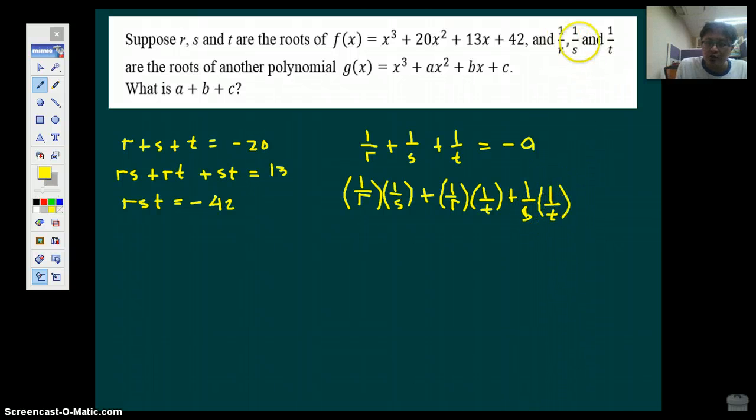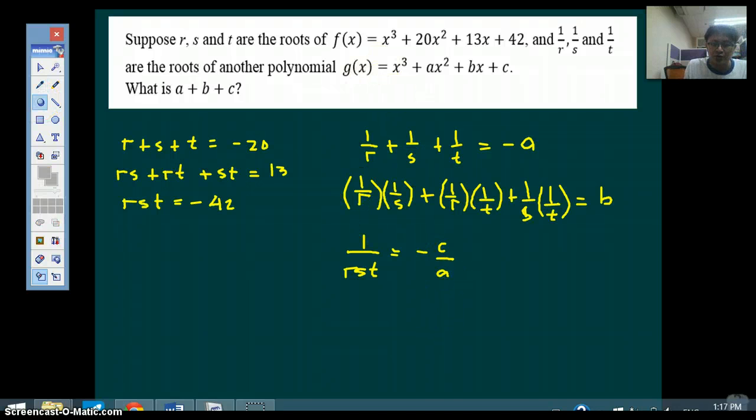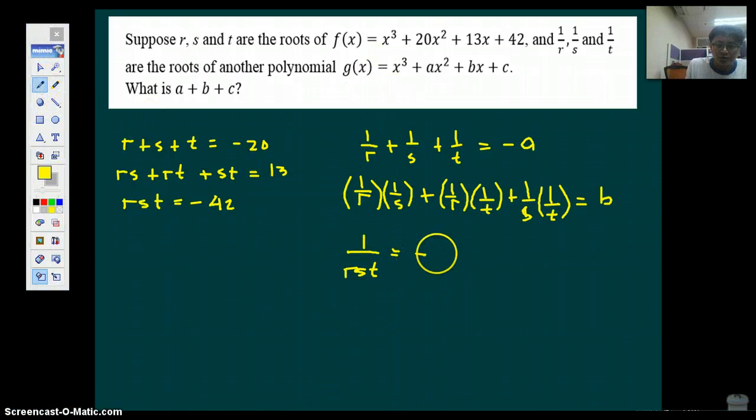So again, the sum of the products of these three roots taken two at a time is simply the coefficient of x over the coefficient of x cubed, which is b. And then finally, the product of these three roots is 1 over r times 1 over s times 1 over t, or 1 over rst. That is equal to negative c over a, so negative c over the coefficient of x cubed, which is 1, so simply negative c. So now we have a, b, and c in terms of r, s, t. All we need to do is to evaluate each one.